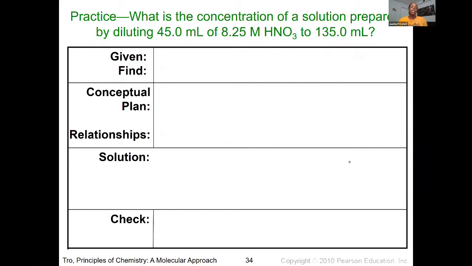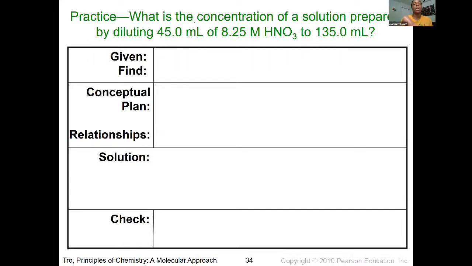It says, what is the concentration of a solution prepared by diluting 45.0 milliliters of 8.25 molar HNO3 to 135 milliliters? Now, one question people always ask is, do I need to convert the number of milliliters to liters? For M1V1 or dilution problems, you don't have to. As long as the units match on both sides, it doesn't matter which unit you have. Just remember that for the molarity formula, moles divided by volume, you always put liters there. If it helps you to convert these here, great, but you don't have to.